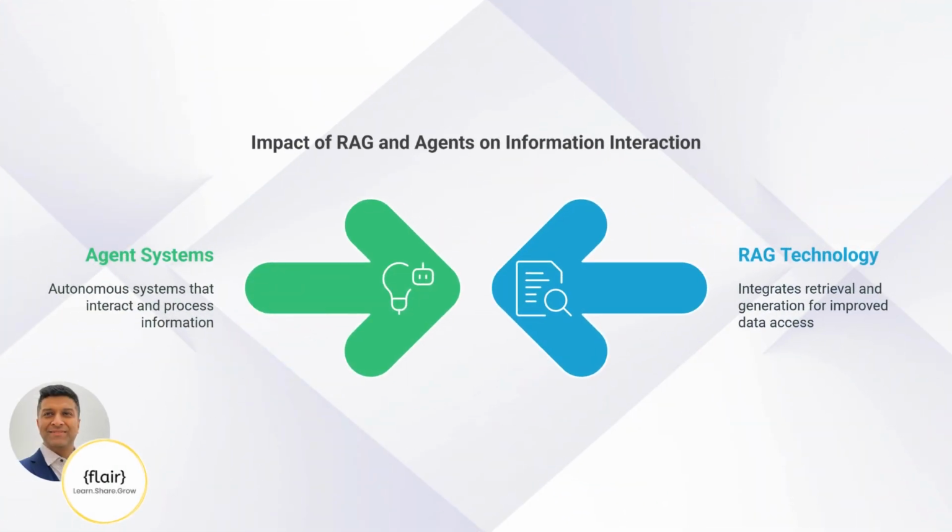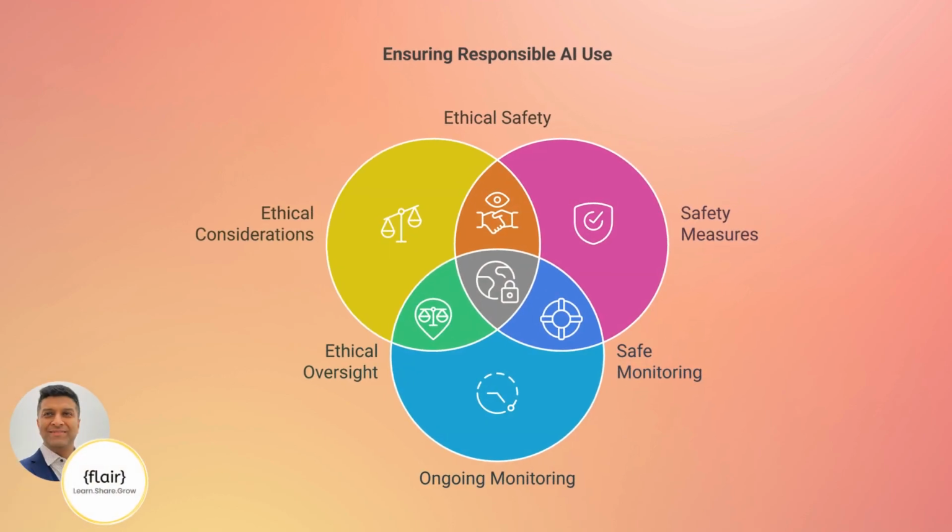We've only scratched the surface of RAG and agents, but the implications are huge. These technologies are already reshaping how we interact with information and solve problems. And while they are powerful, they must be used responsibly. That means prioritizing ethical considerations, robust safety measures, and ongoing monitoring. It's an exciting but also challenging time to be working in AI as these technologies evolve. It's up to all of us to ensure they're used for good.